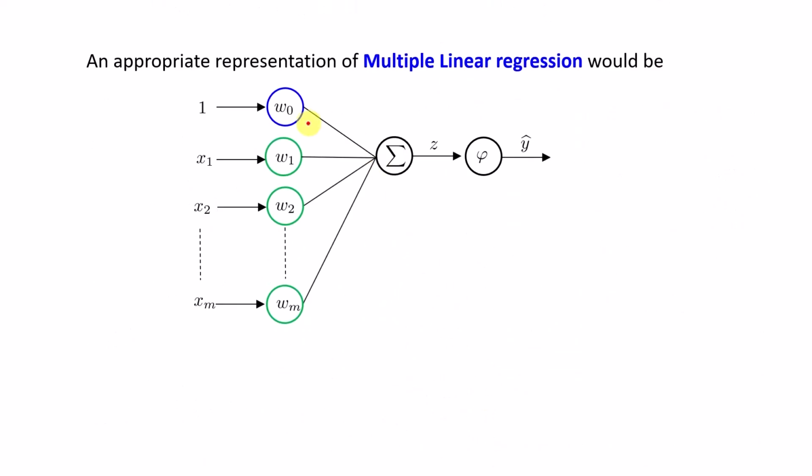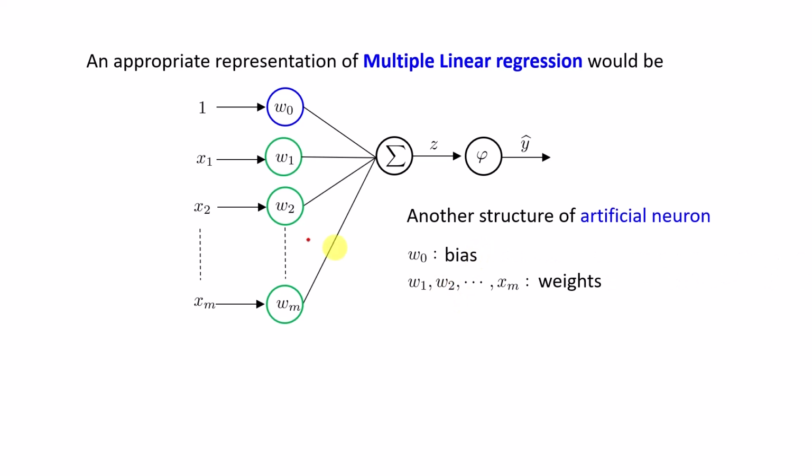So here our input has a long list. In contrast to the previous structure, now I see that my input consists of 1, x1, x2, etc. up to xm. This is simply another structure, a slightly more complex structure of an artificial neuron, as compared to simple linear regression. Here also we have inputs on this side and we have output as y hat.